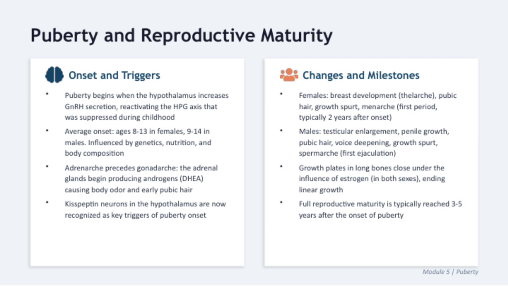Before gonadarche, which is the activation of the gonads, there's adrenarche. During adrenarche, the adrenal glands produce androgens like DHEA, leading to body odor and early pubic hair development. An exciting discovery is the role of kisspeptin neurons in the hypothalamus. These neurons are now recognized as key triggers for the onset of puberty, helping to initiate this complex process. Overall, puberty is a highly coordinated series of changes driven by hormonal signals, leading to reproductive maturity and the physical and emotional changes that come with it.